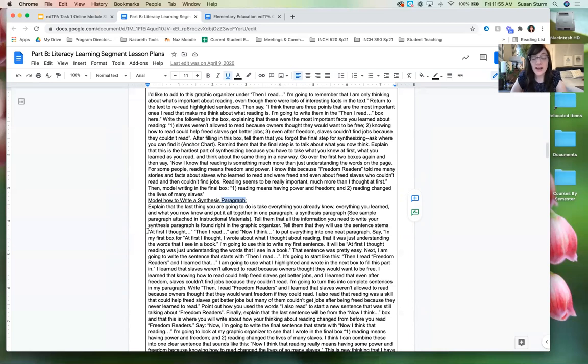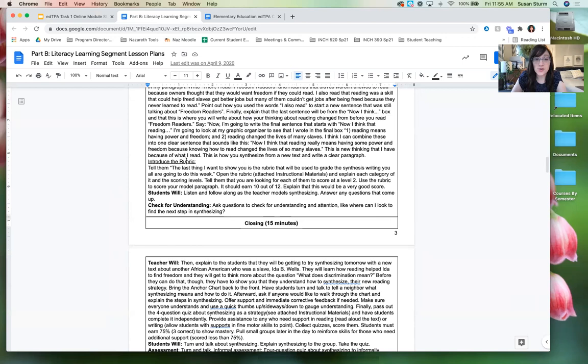And it's, again, using the sentence frame she taught them. At first I thought, then I read, and now I think. When you put together what you were thinking at the start before you read, and you put together what you already know, and you put that together with what you read, what you come up with is a new piece of information, a synthesis.